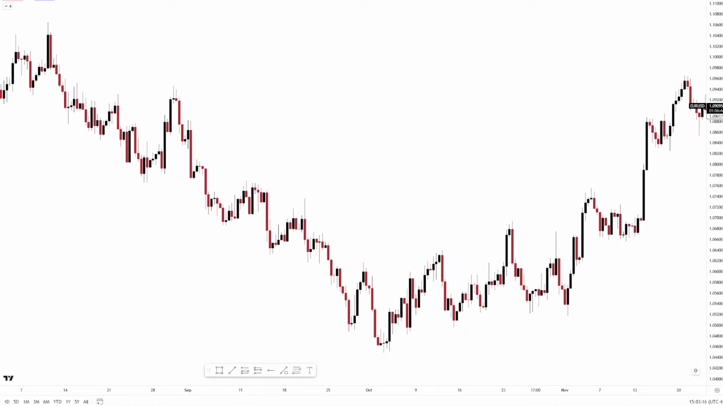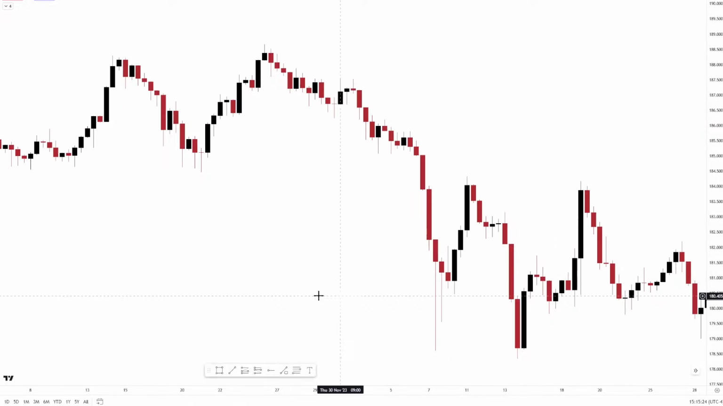So in this lesson, you're going to learn where the buyers and the sellers are trapped. To understand this, you need to locate your transaction points. So what are transaction points? A transaction point is a place where business was initiated.